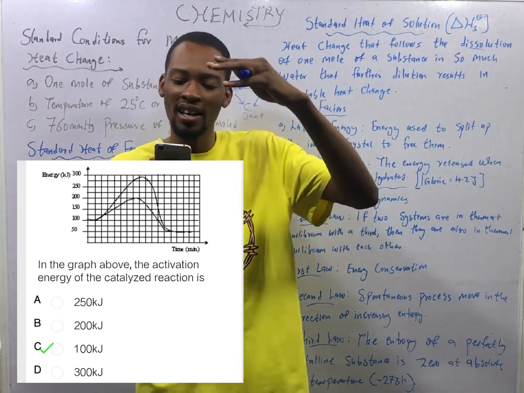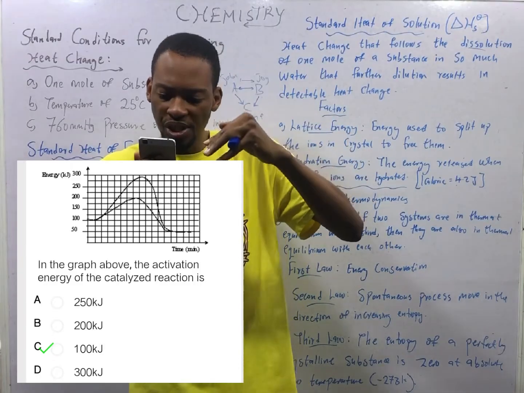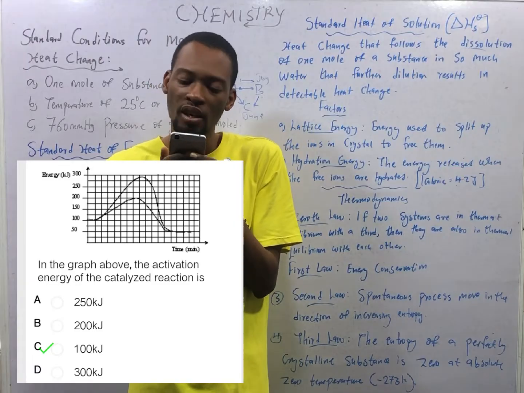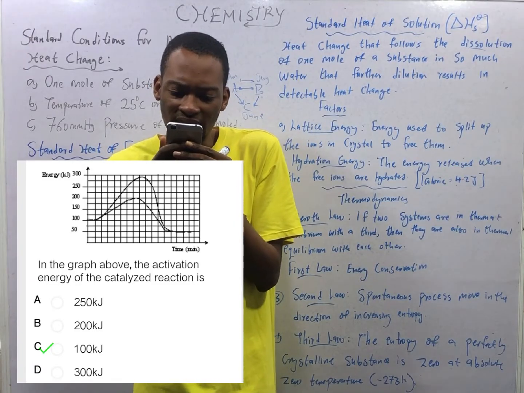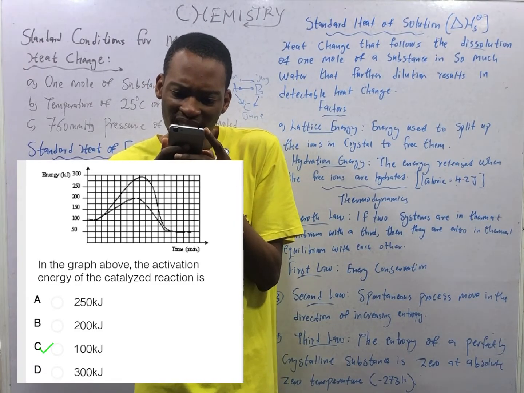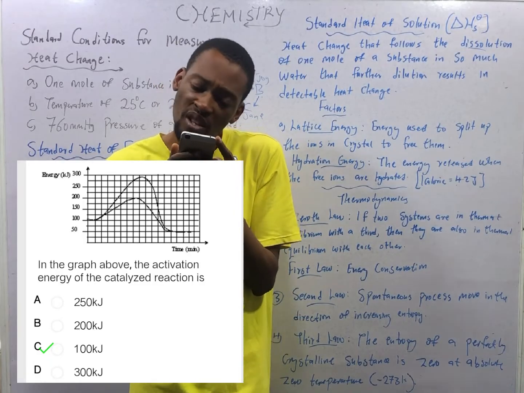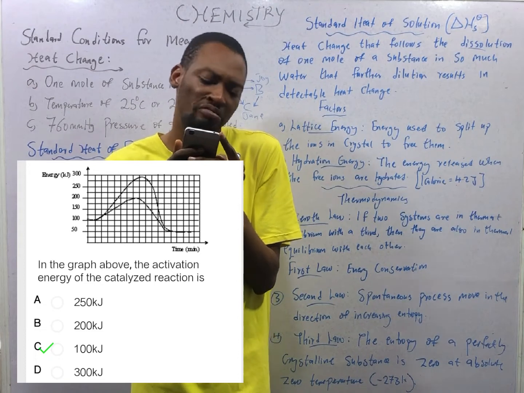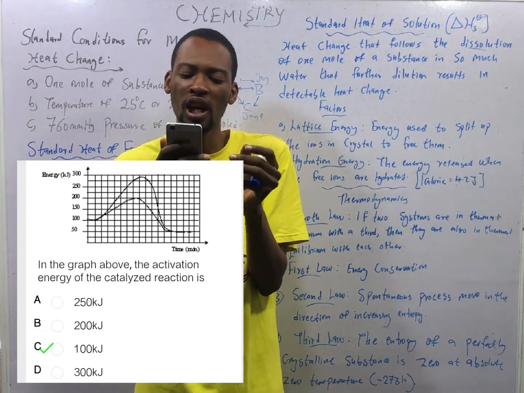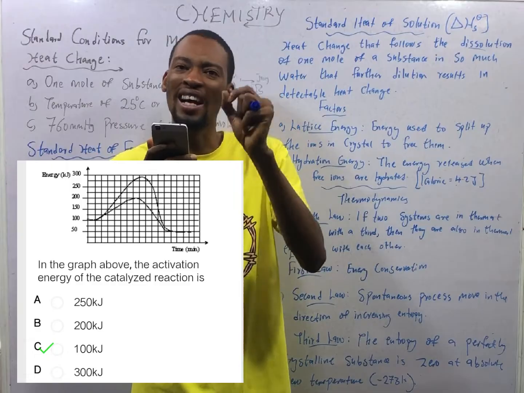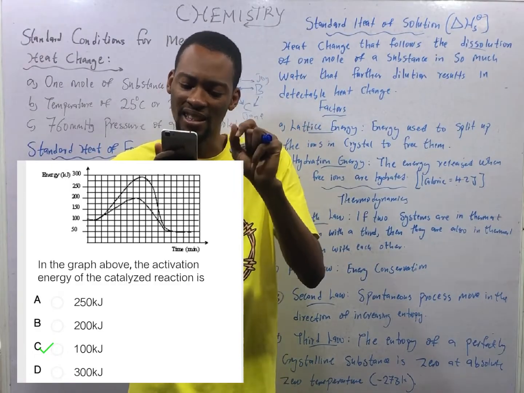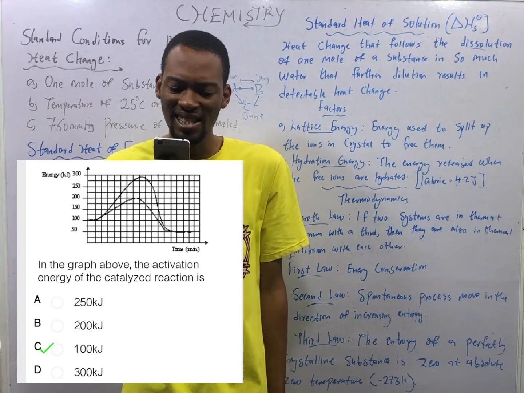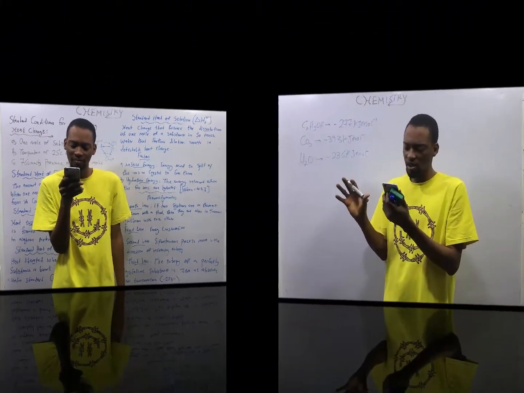That is the one with the higher activation energy. The activation energy for the higher one, if we were asked, would simply be, it started from 100 and it ended close to 300. So 300 minus 100, that is about 200. That will be the activation energy for the uncatalyzed. But for the catalyzed, the activation energy is 100 kilojoule, as seen in option C.